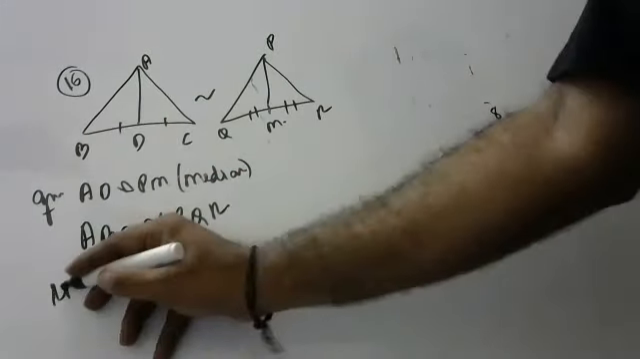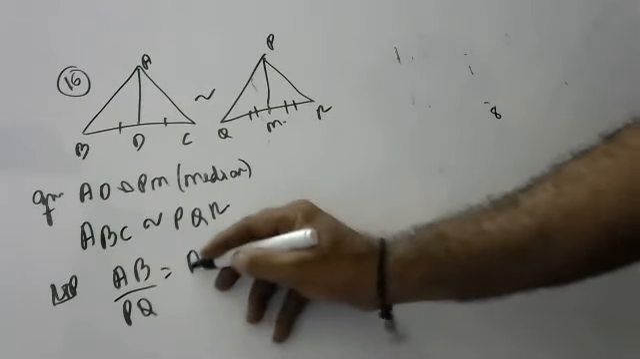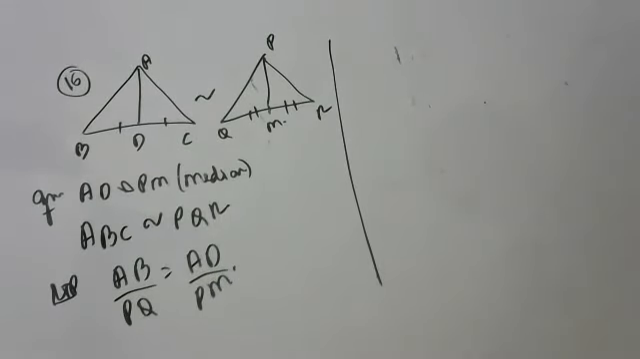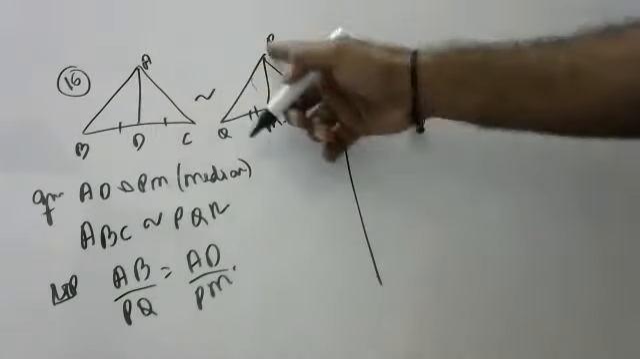Okay, what is required to prove, children? AB by PQ is equal to AD by PM. Yes, children, how to do it? So, a very easy sum, children. We have to prove that AB by PQ is equal to AD by PM.